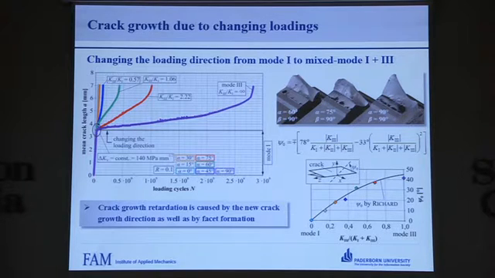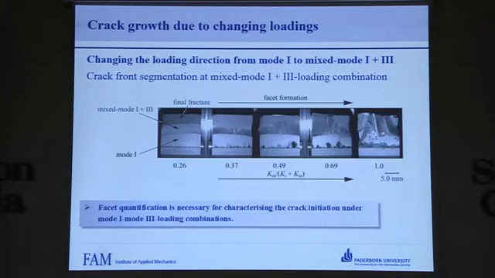Well, let's have a detailed look at this fractured surface. This row of fractured surfaces shows the facet formation depending on the mode 3 part of the total stress intensity factor K1 plus K3. It is obvious that facets develop at a specific mode 3 part of the total stress intensity factor of 0.37. Within these experiments, no facet developed below this ratio.